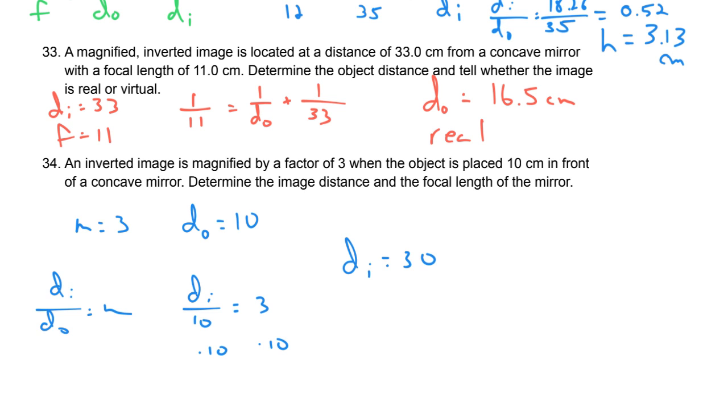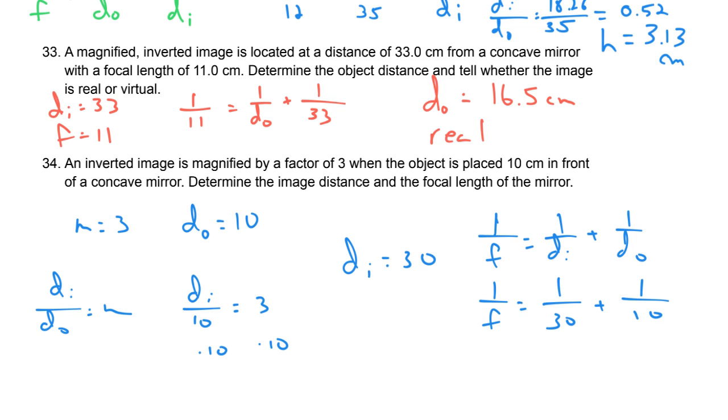Focal length. So now we're going to use our lens formula again. 1 over the focal length equals 1 over di plus 1 over do. And now we know di and do. We know di is 30 and do is 10. And then I'll just do 1 over 30 plus 1 over 10. Then invert that number, and I get a focal length of 7.5 centimeters. And this was 30 centimeters for our image distance.